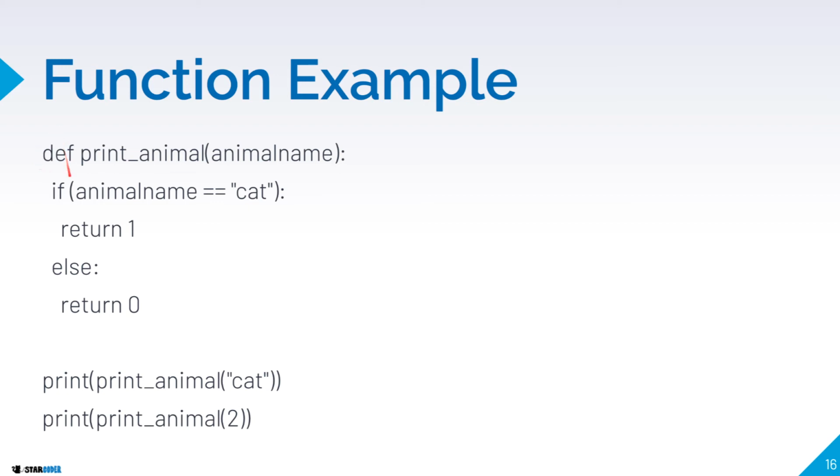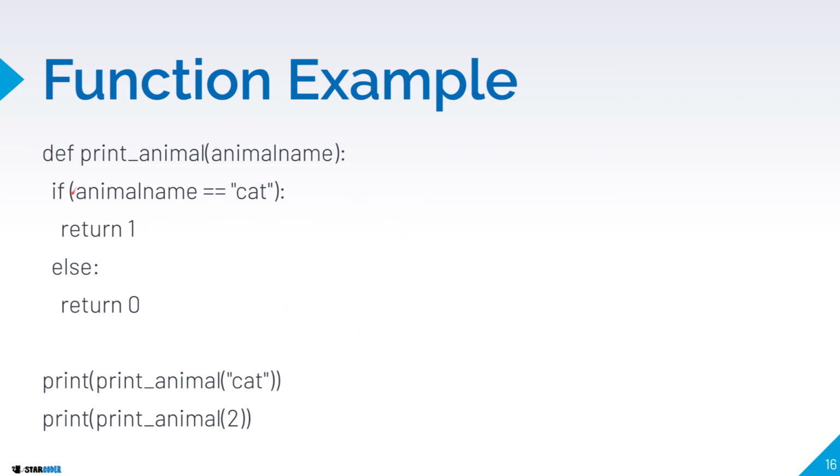So we have the def statement, and then our function name is print animal. In this case, our parameter is animal name. So for the actual syntax, we'll put the variable name here. So we have if animal name is equal to cat. So if whatever is put in here is this string, we'll return the value of 1, or else we'll return the value of 0. So the important thing to know about functions is that as soon as we return, we exit out of the function.